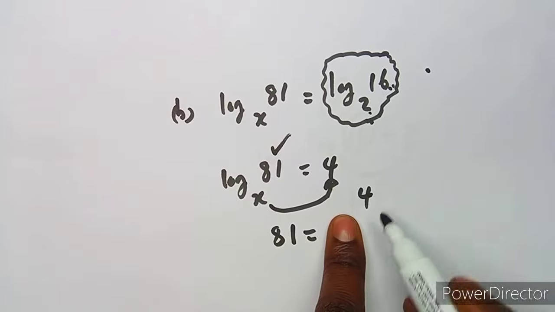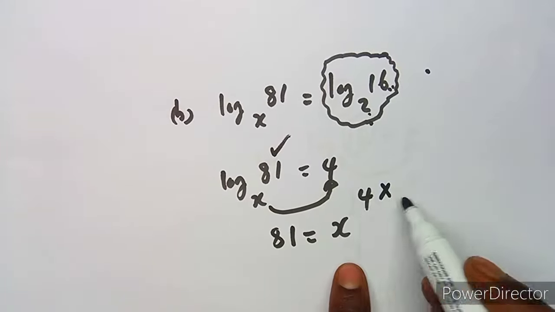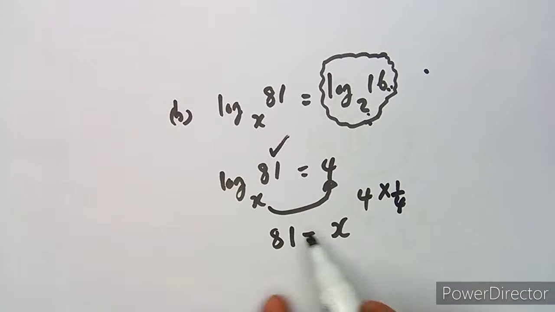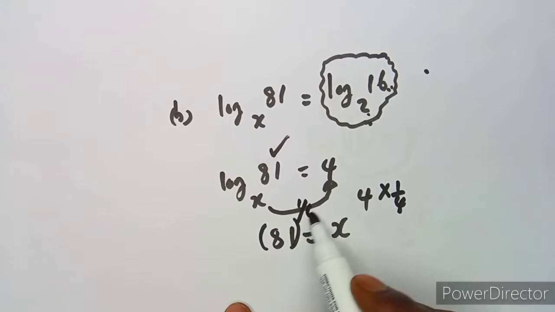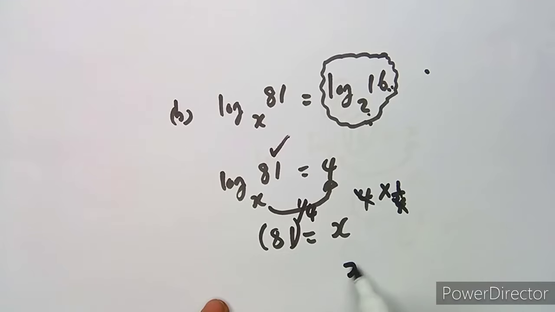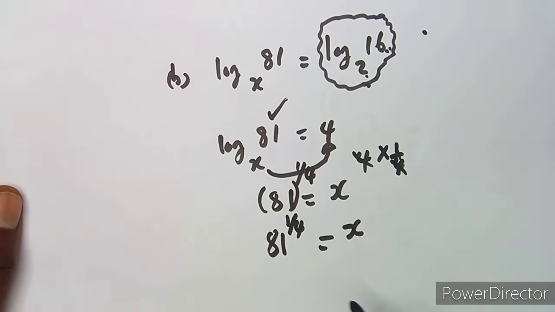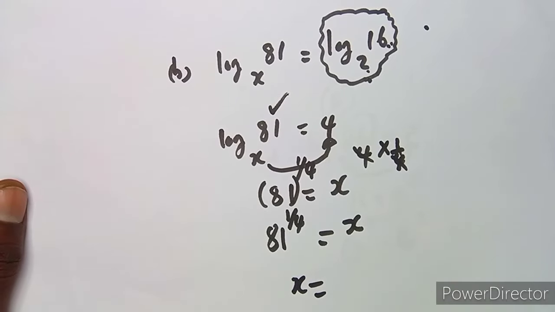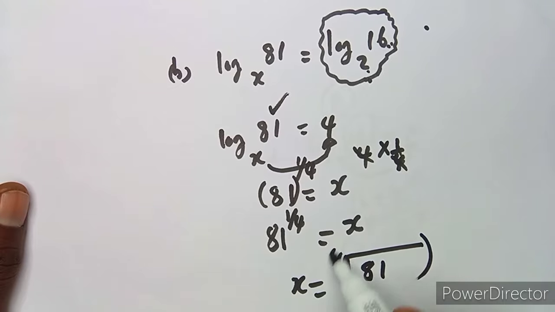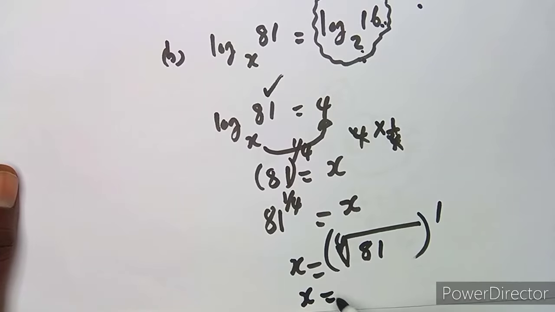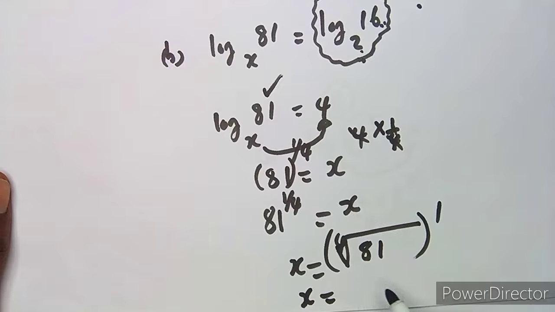So how do I remove this exponent? Simply multiply by the inverse of this number 4, which is 1 over 4, to the exponent of 1 over 4. So this can cancel. So x is equal to 81 to the exponent of 1 over 4. And what does this mean from your laws of exponents or laws of indices? It simply means the fourth root of 81 to the exponent of 1. And what is the fourth root of 81? The number that multiplies itself 4 times to give us 81. That number is 3.